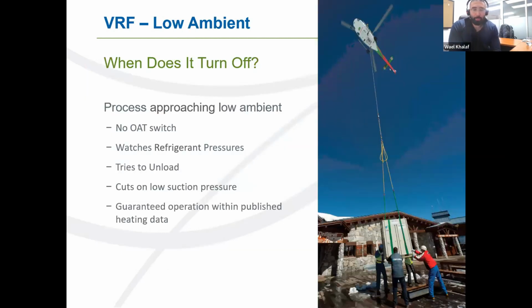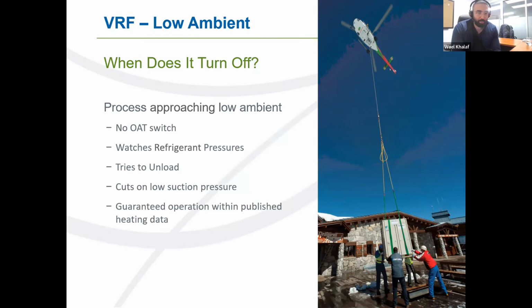So obviously, when we talk about very cold temperatures, we get a lot of questions. Okay, well, what happens when you reach this very low temperature? Does it just shut off? Really, inside this air source heat pump, there's no outside air temperature switch, so it doesn't measure, "Oh, I'm at -22. I'm going to shut off."